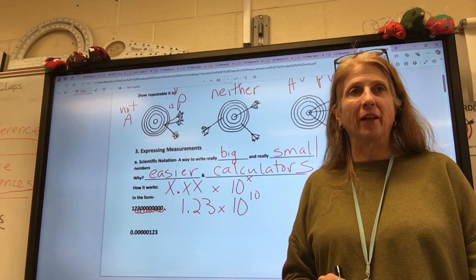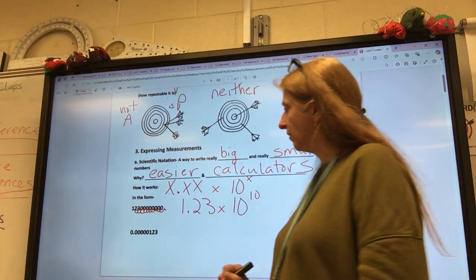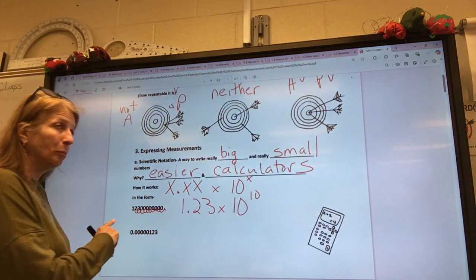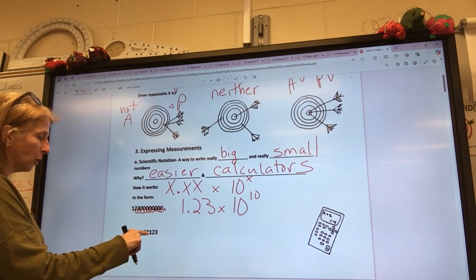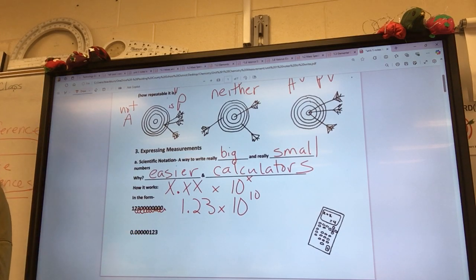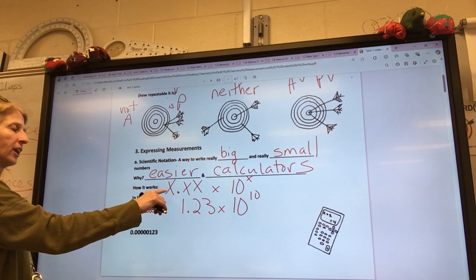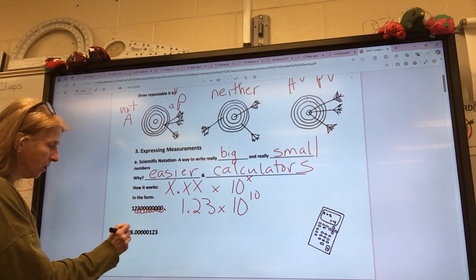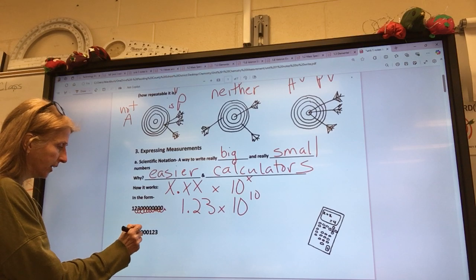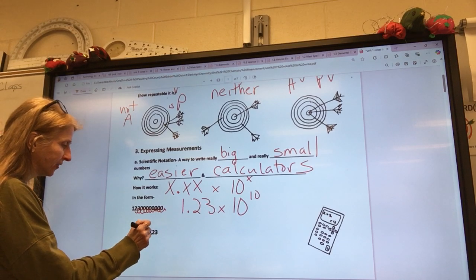We feeling all right about this? Good. So let's do this one. See, that was a big number. Now we're going to do a little number. We're going to make the dot jump behind the 1. It's going to have to jump over the 1 because the dot goes after the first non-zero digit. Okay, here we go. 1, 2, 3, 4, 5, 6.